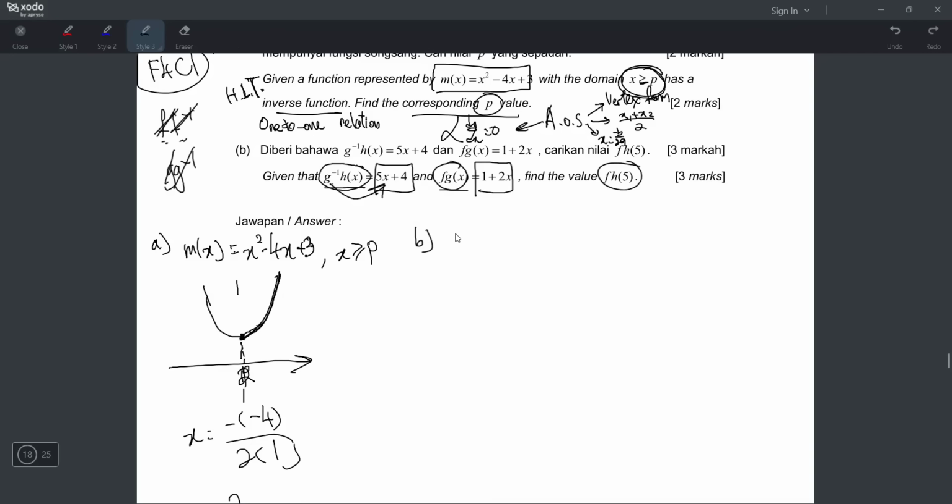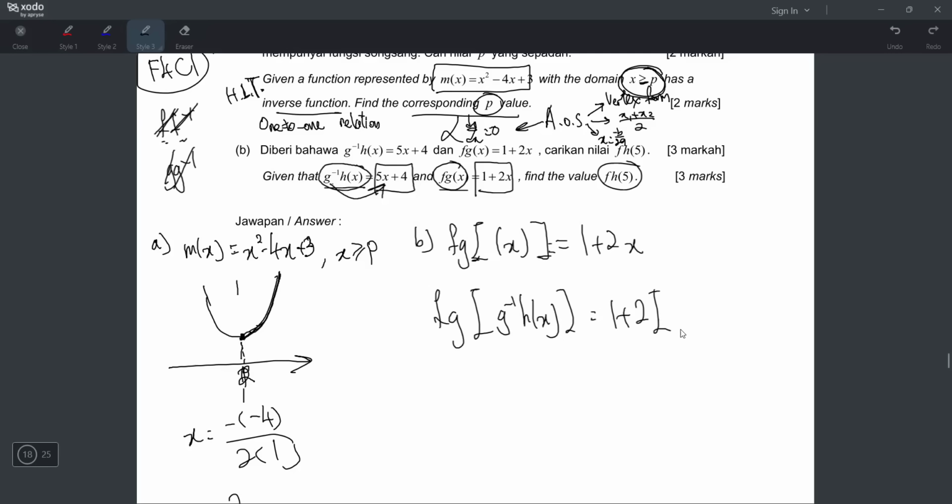Okay. So what I'll do, the FGX, this X, I will sub G inverse HX. Okay, I will do it slowly so you are not confused. So the FGX is equals to 1 plus 2x, right? Like that, right? But I will change this x to G inverse HX. That means the 1 plus 2x will become 1 plus 2 big bracket. This one also change to G inverse HX lah.